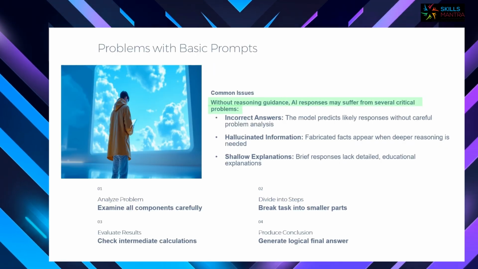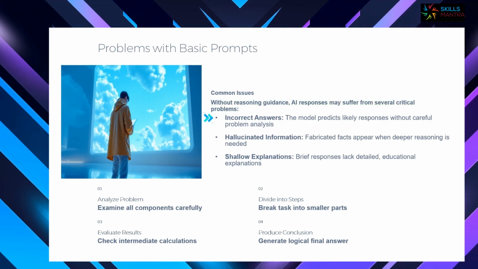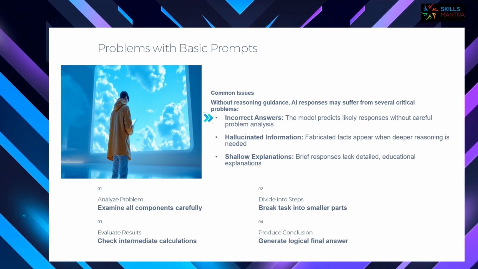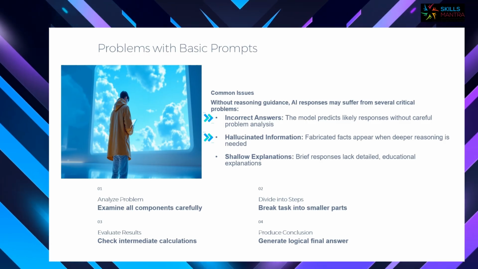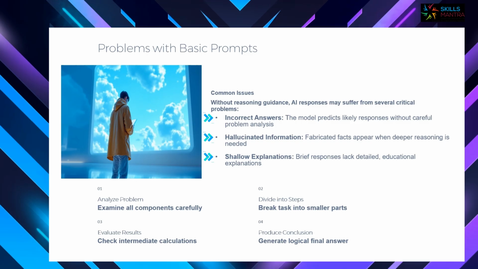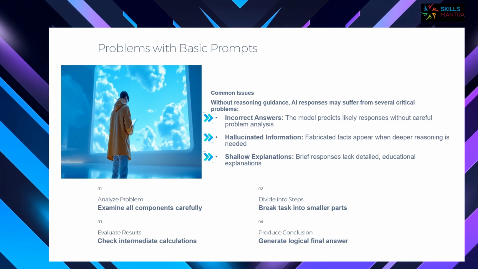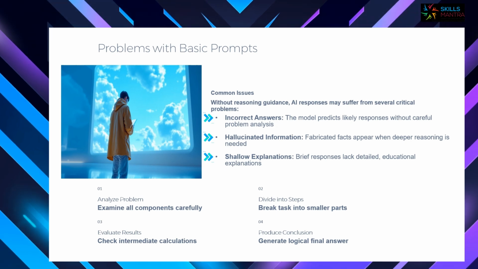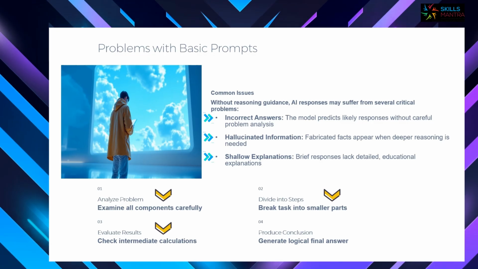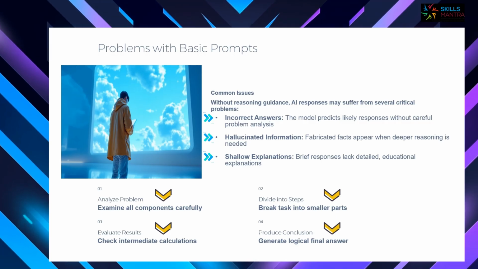Without reasoning guidance, AI responses may suffer from several common problems. First, incorrect answers. The model predicts the most likely response without analyzing the problem carefully. Second, hallucinated information. The model may generate fabricated facts when deeper reasoning is required. Third, shallow explanations. Responses may be brief and lack detailed educational value. To solve this, prompts should encourage a structured reasoning process. This process includes analyzing the problem, dividing the task into steps, evaluating intermediate results, and producing a logical final conclusion.